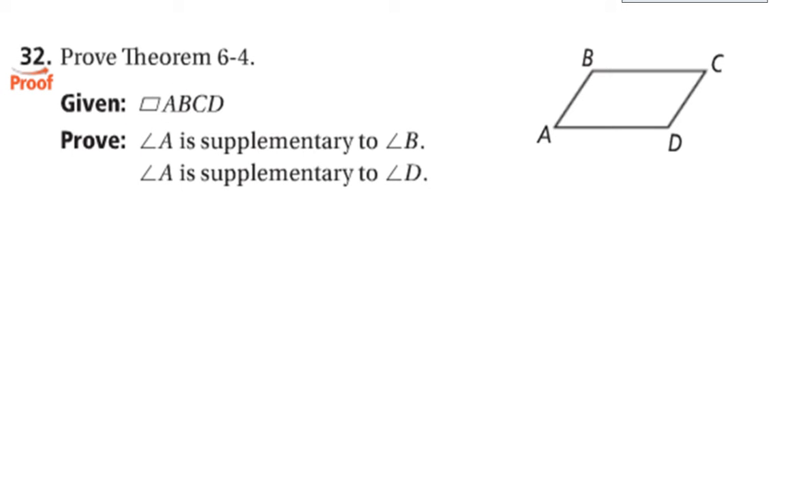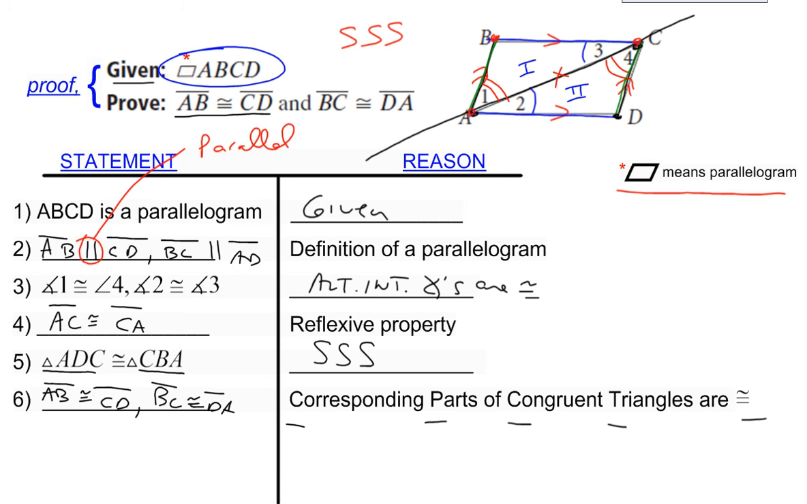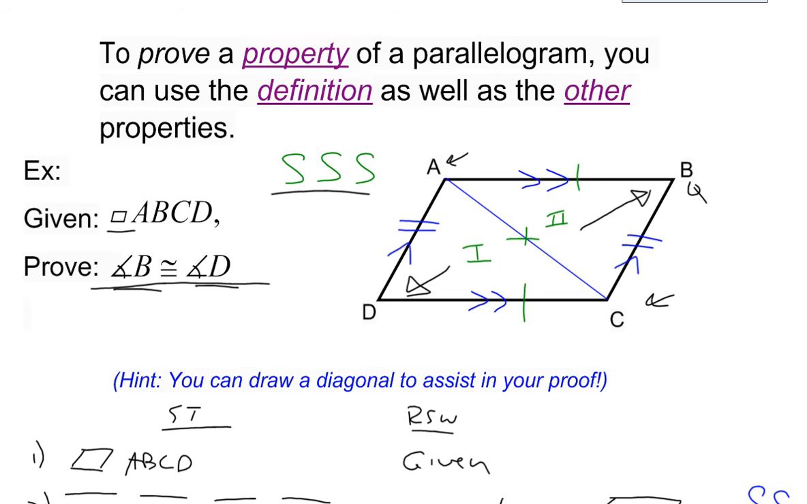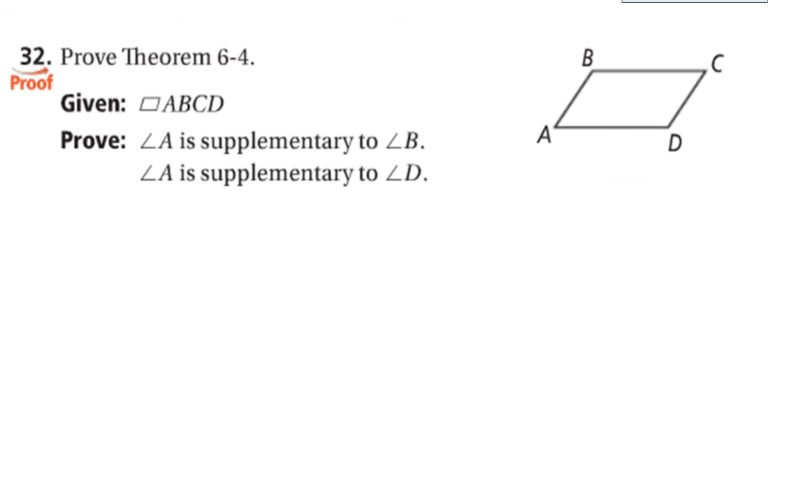So we're going to prove theorem 6-4, and we're going to prove that angle A is supplementary to angle B, and that angle A is supplementary to angle D. Okay, so how are we going to do this? Well, let's see. In this case, unlike the other two proofs that we just did before, which is proving that opposite sides are congruent and proving that opposite angles are congruent, in this case, we're not going to draw any triangles.